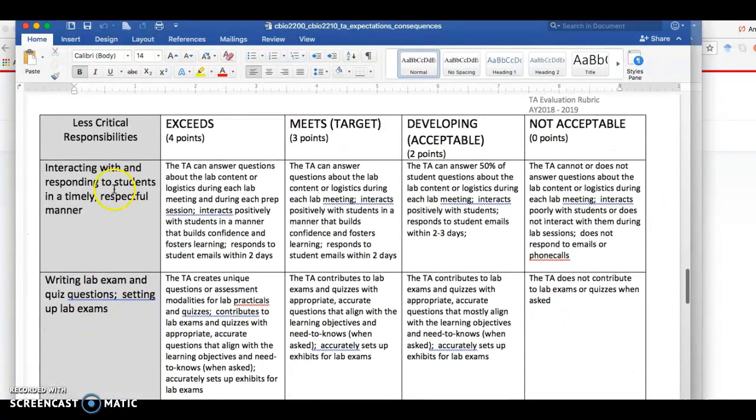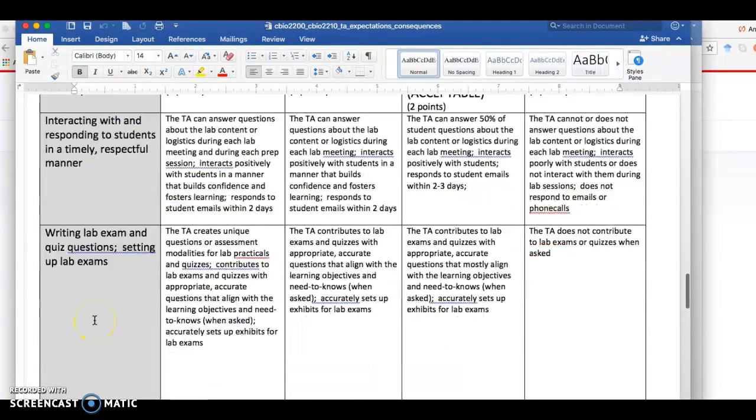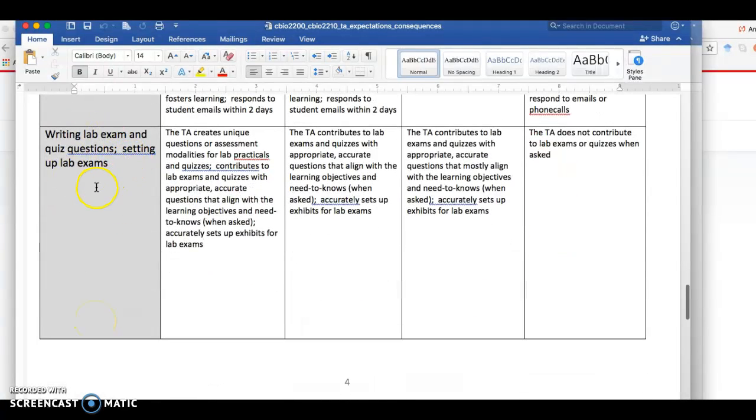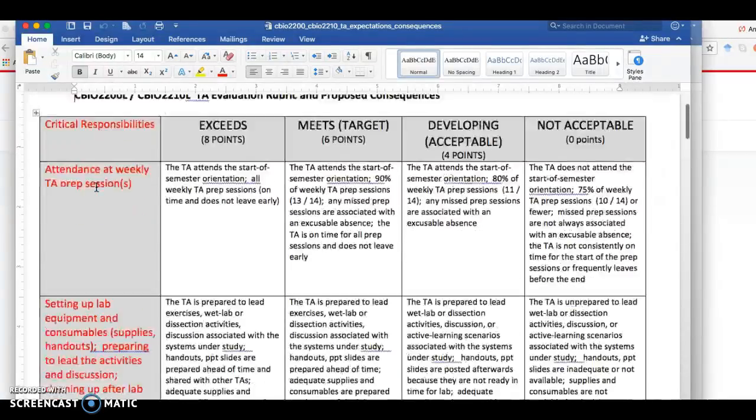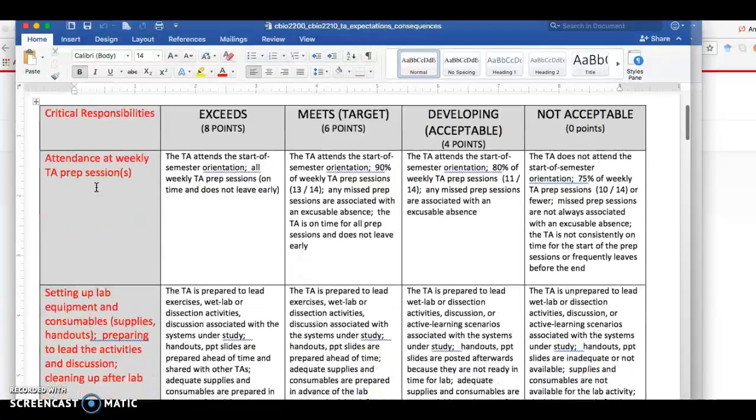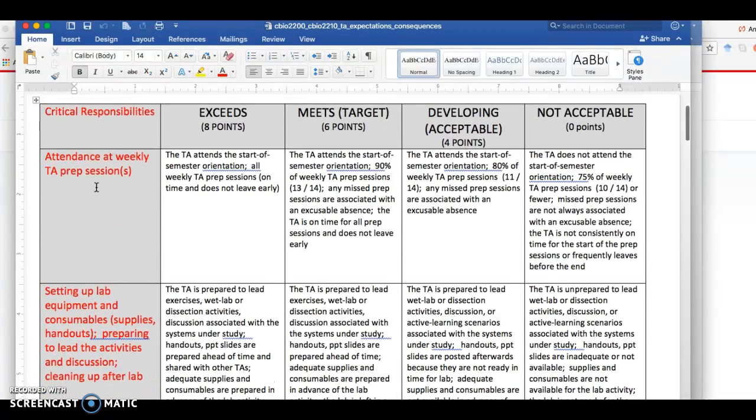There are some less critical responsibilities, I didn't know what else to call it, and these are going to be the responsibilities where the text is actually black. Now for each of these responsibilities, each of these things that we expect you to do, I developed a rubric that essentially comes up with 4 different performance levels.